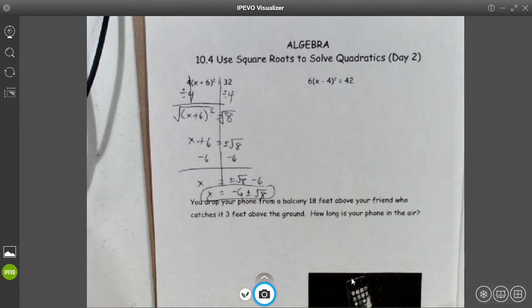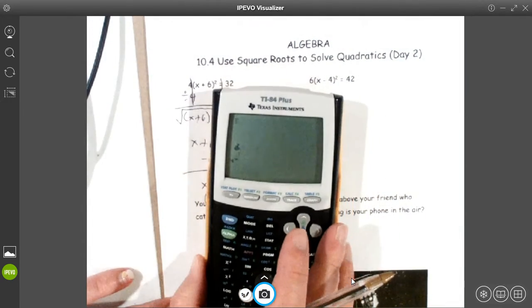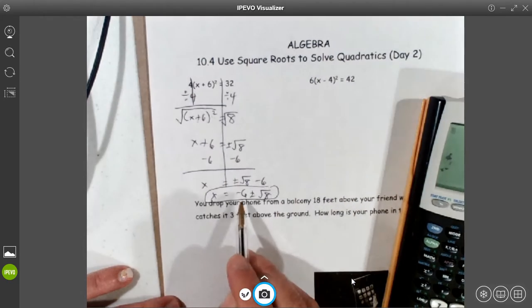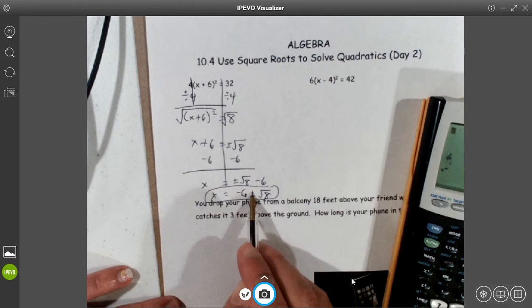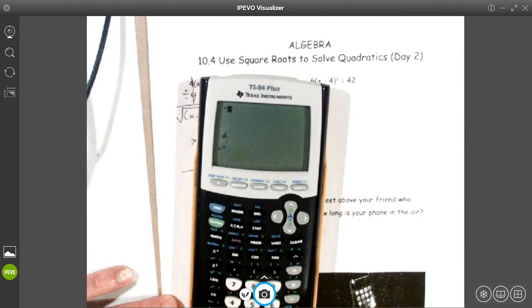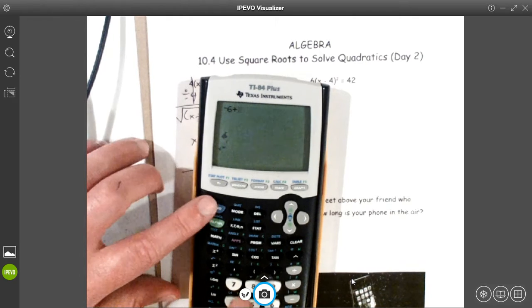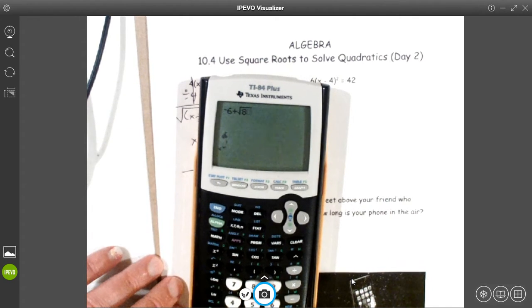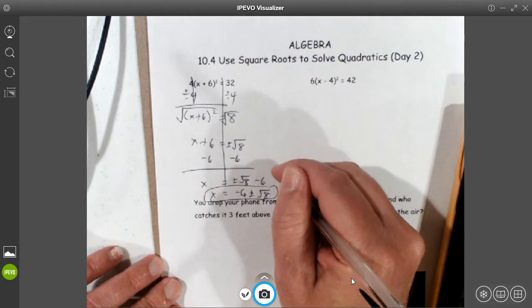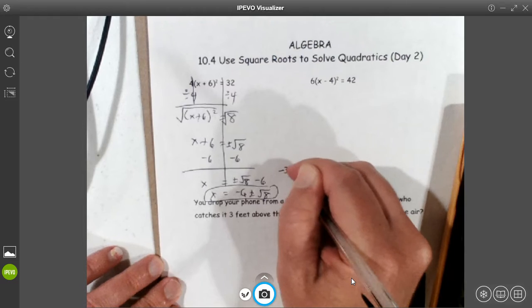Again, my calculator is going to look a little bit different from yours, but we just do so. There are 2 answers here. I want to do negative 6 plus the square root of 8. And that gives me about negative 3.17. So negative 3.17, about.